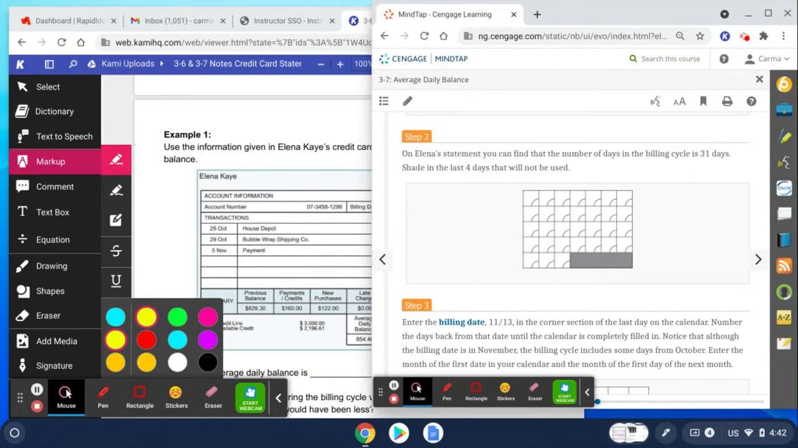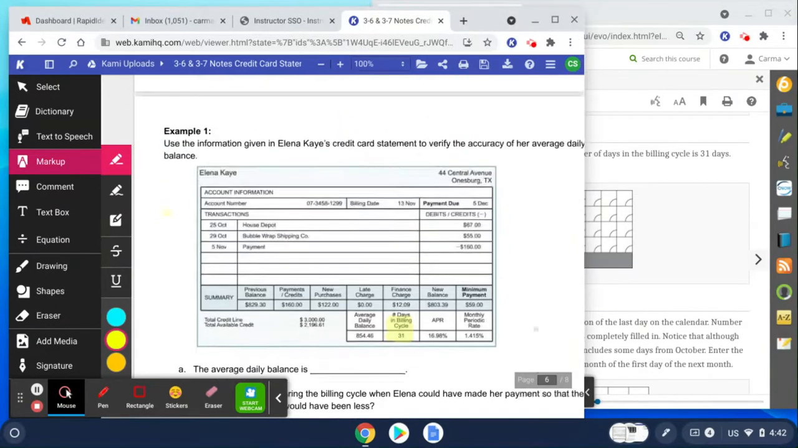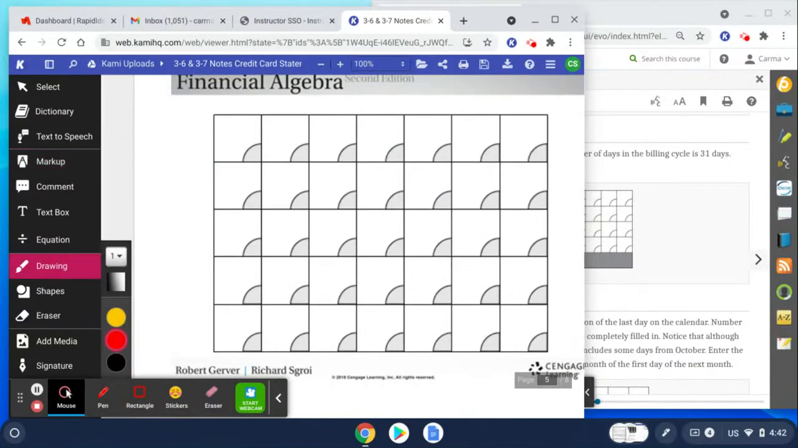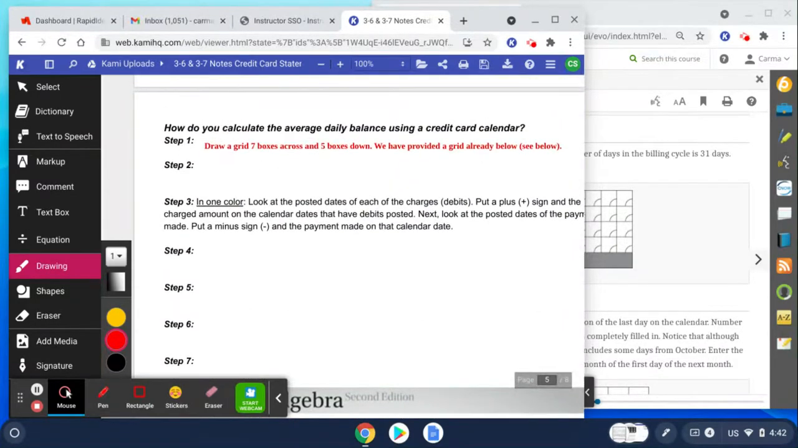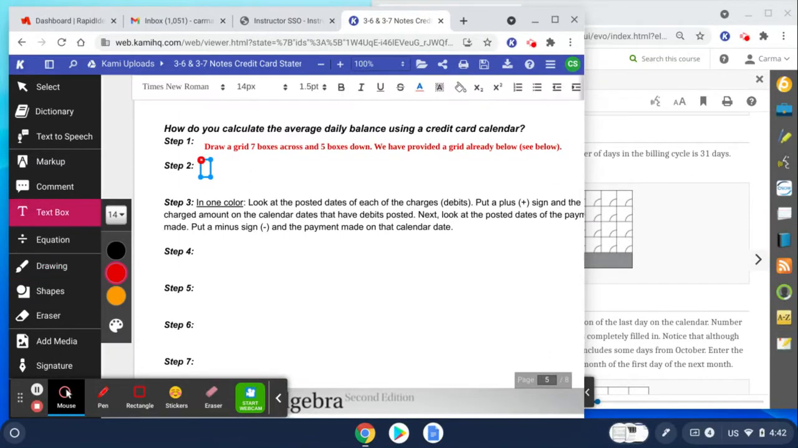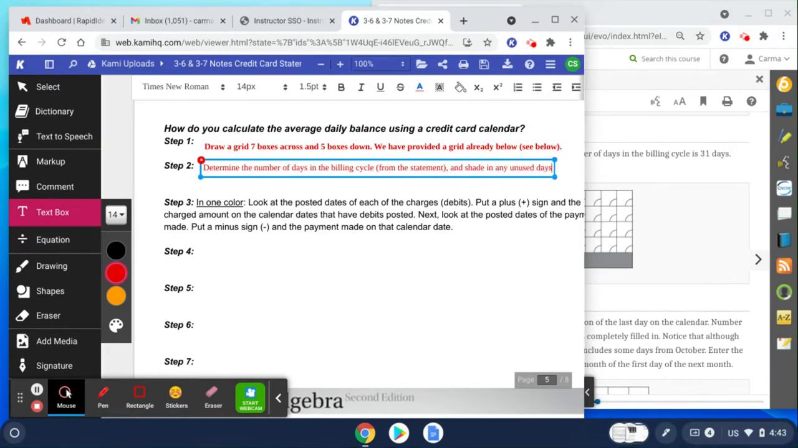So since we have 35 days, they want you to shade in the last 4 days that are not going to be used. So basically, we want to cross out these 4 days. You do it however you want. We're not going to be using those ones. And then let's go right into the step: to determine the number of days in the billing cycle and shade in any unused days at the bottom.